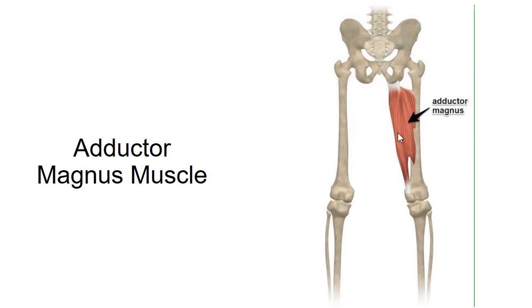This part is supplied by tibial part of sciatic nerve. It is the only muscle in the adductor group which is supplied by tibial part of sciatic nerve. All the other muscles in the adductor group are supplied by obturator nerve. Action of this hamstring part is adduction of the thigh and extension of the thigh.